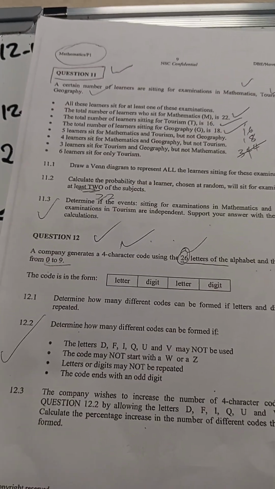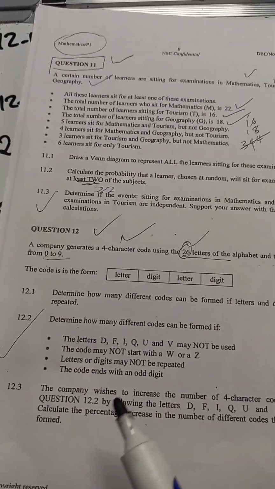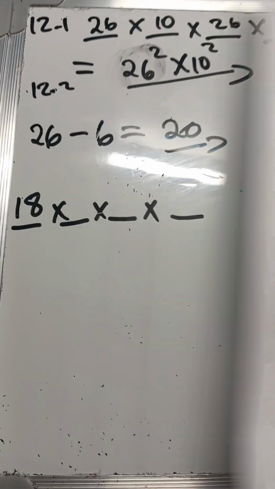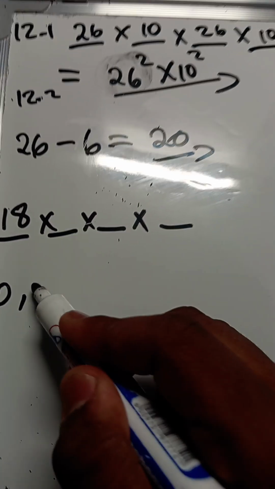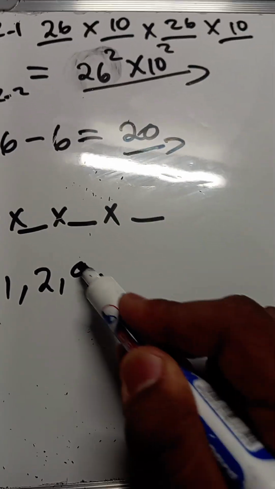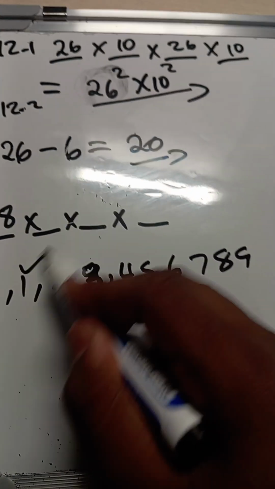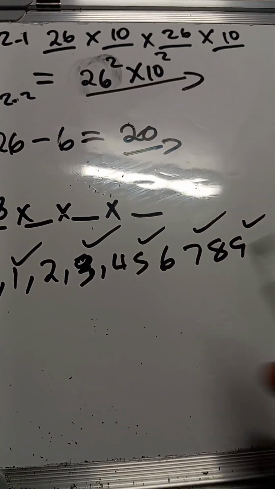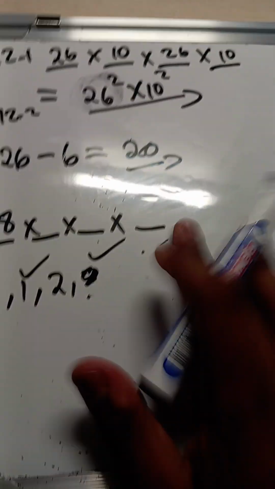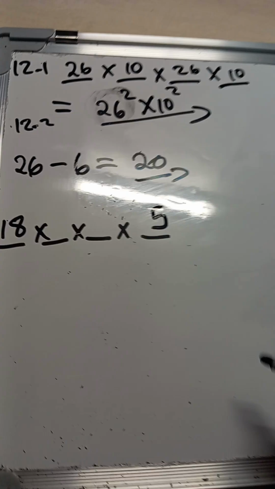Now the letters or digits may not be repeated. Then the code ends with an odd digit. Let's just finalize that one where it ends. How many odd numbers do you have between 0 and 9? 1, 2, 3, 4, 5. Can you see it? So now I have 5 odd digits. So now I'm just going to have 5.